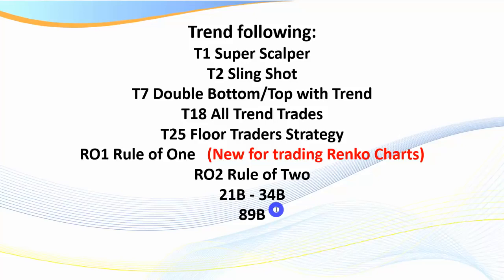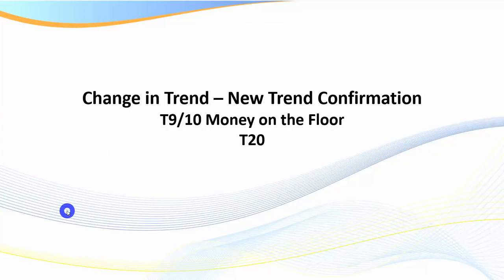Remember that, 34B. My second, if you're trading Renko, is the rule of one, provided you follow the rules that I have outlined in the videos and the training notes. And of course there we have, as a trend following strategy, the 89B.